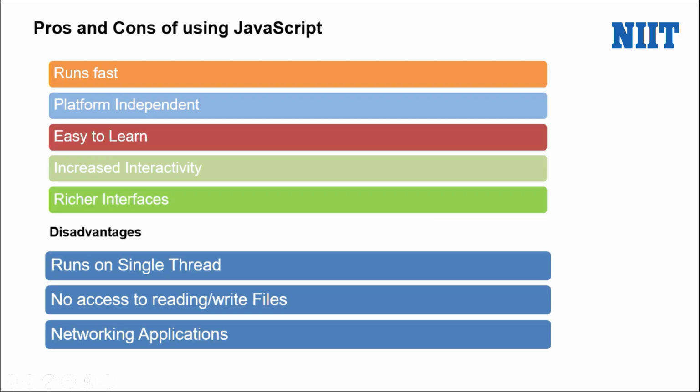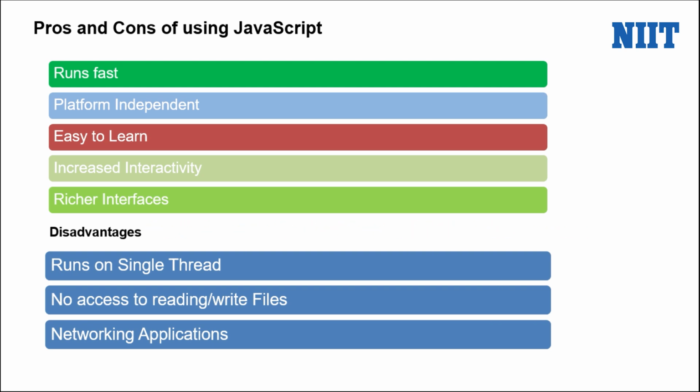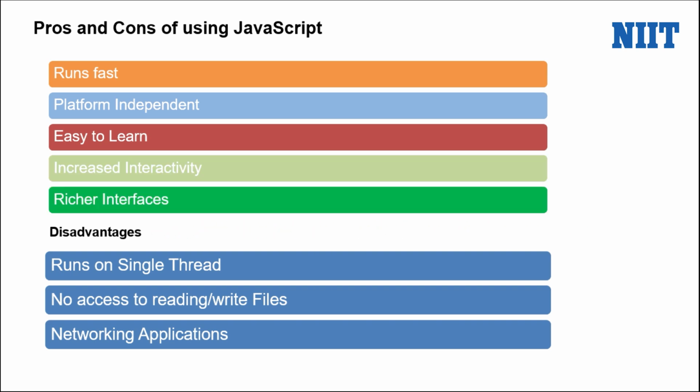When we look at the advantages and disadvantages of using JavaScript, the first one is that it runs fast. Most of the JavaScript tasks run without contacting the server, therefore it is pretty fast. Then it is platform independent, and quick and easy to learn. Increased interactivity, as we can create interfaces that react to user interactions. It has richer interfaces, as JavaScript includes items like drag and drop components and sliders to give a rich interface kind of experience.